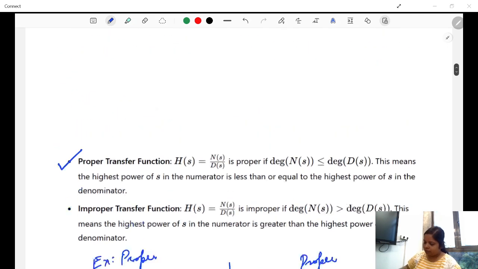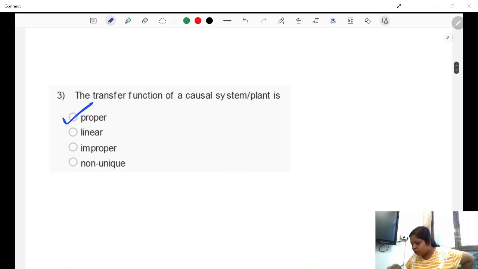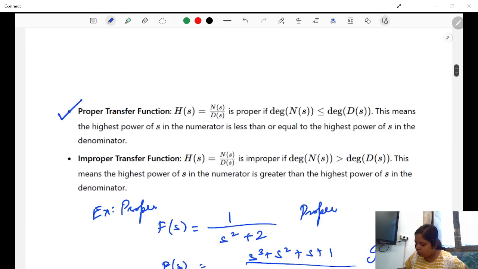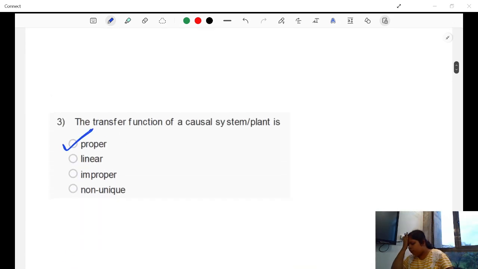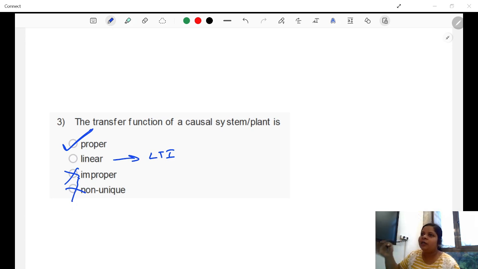Now, why is the transfer function of a causal system proper, improper, linear, or non-unique? For this course, we'll be dealing with LTI systems. But in other cases, if the system is non-linear, then also if the transfer function is proper, it is going to be a causal system. Improper is already a wrong answer, and transfer function is non-unique is a wrong statement. The transfer function is unique because you are going to define a system by the transfer function. A unique differential equation would be used to describe the system. So it is unique.